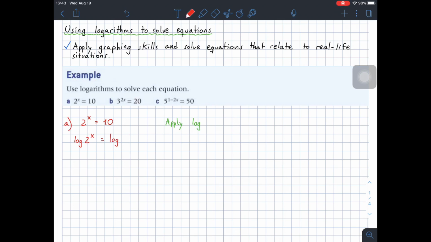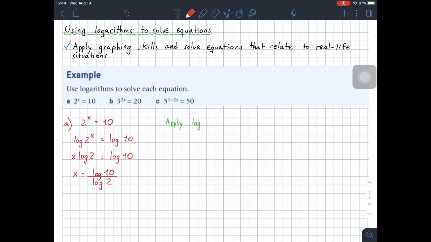Once I have applied a logarithm to both sides, I can start applying laws of logarithms. For example, this x, which is in the exponent, I can bring it down here in order to leave it alone, right? So that's the next step. We're going to say that x times log of 2 is equal to log of 10, right? So now, in order to solve for x, leave the x alone, we already know what to do. We need to take this log of 2 dividing to the right side, right? So this is x equals log of 10 divided by log of 2.